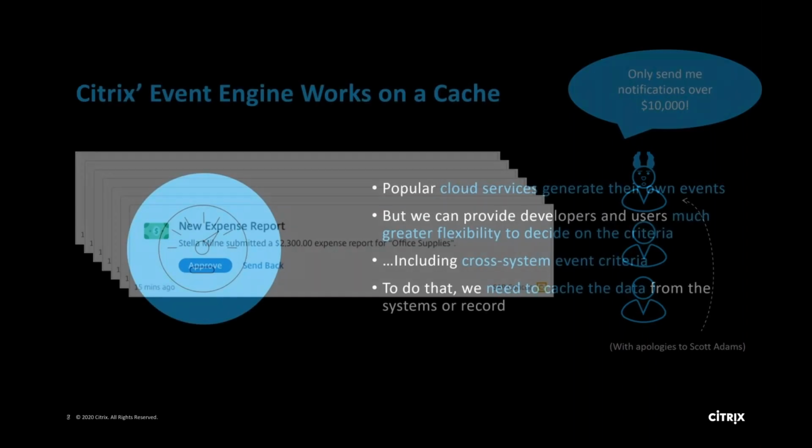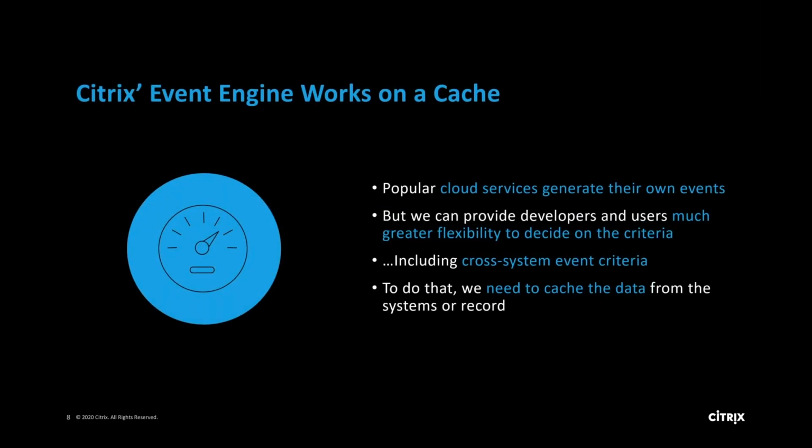Good news, what we can do is use our own event engine. Now, we're pulling in data from each of these systems of record, like Concur, and we put that data in a cache. And on that cache, we run an event engine which works out, for example, what things have changed, and of course, what types of notifications individuals want. So you can do that the pointy-haired boss only wants events or notifications for expense claims above $10,000.